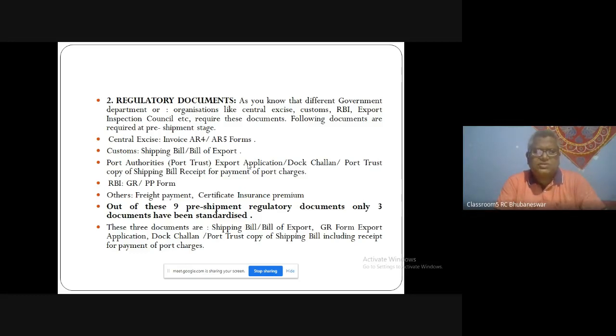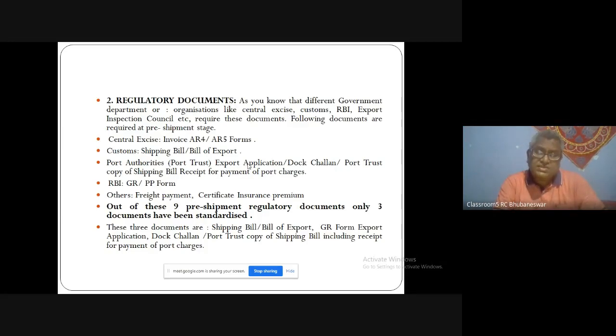Central Excise, Customs, RBI, Export Import Council. What do they require? These are called the pre-shipment stage. In the pre-shipment stage, Central Excise says invoice A4 is required, A5 form is required. Customs says no, I require the shipping bill and bill of export.